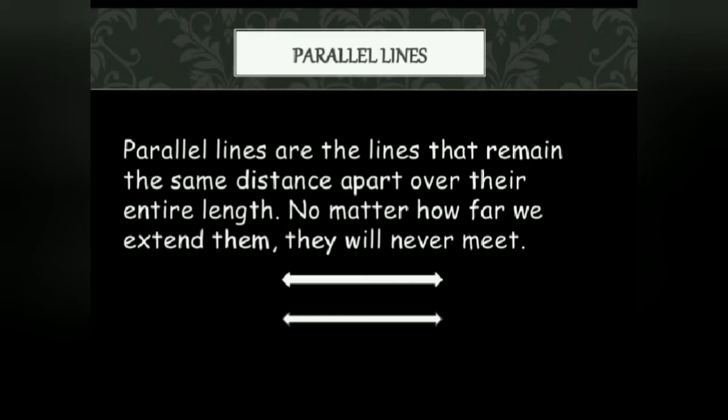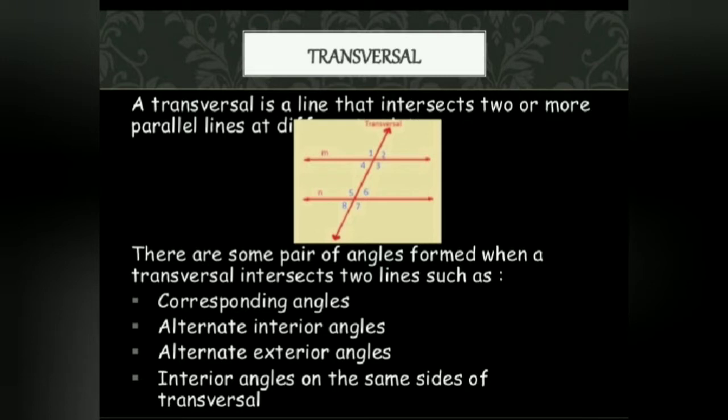Then parallel lines. Parallel lines are the lines that remain the same distance apart over their entire length. No matter how far we extend them, they will never meet. Transversal. A transversal is a line that intersects two or more lines at different points. There are some pairs of angles formed when a transversal intersects two lines, such as corresponding angles, alternate interior angles and alternate exterior angles, and interior angles on the same side of the transversal.